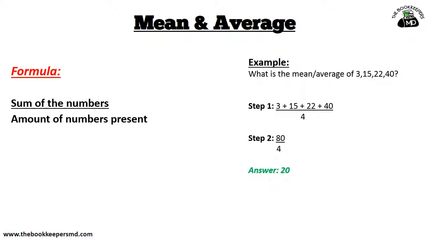So when asked what's the mean of 3, 15, 22, and 40, the answer is 20. If asked what is the average of 3, 15, 22, and 40, our answer once again is 20.